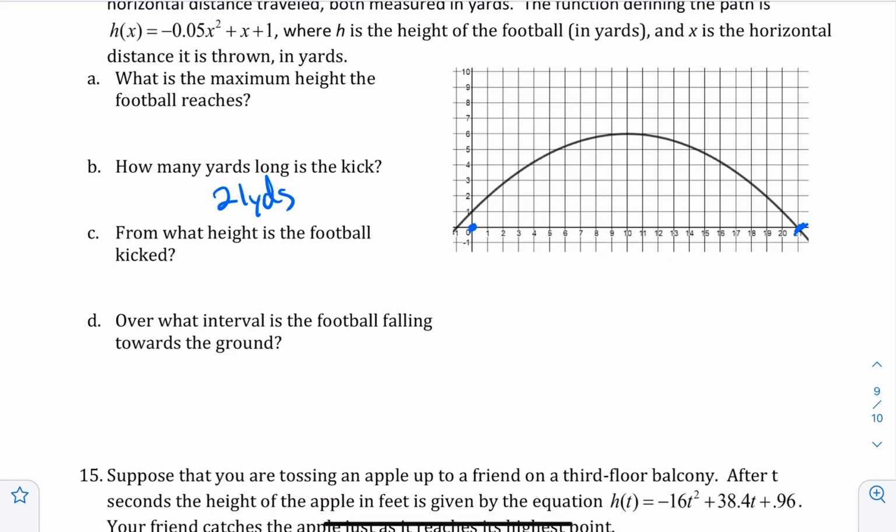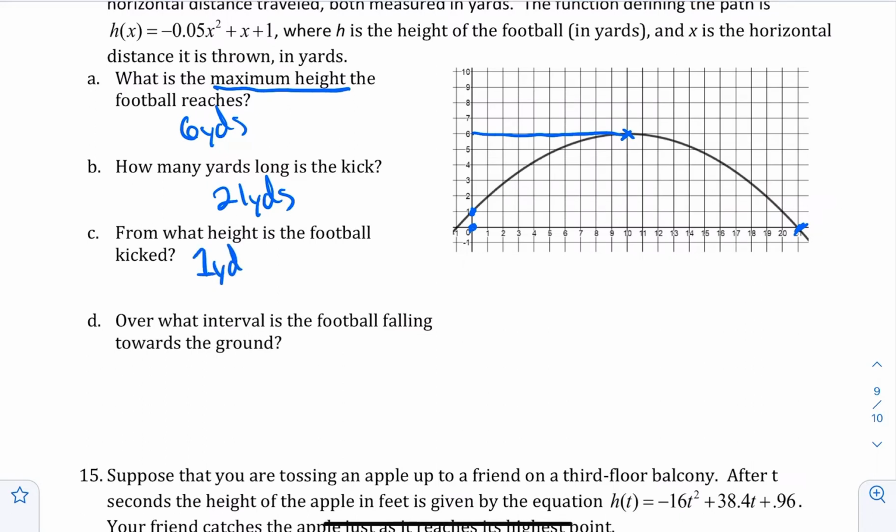Now I need to answer part A, which says, what's the maximum height that the football reaches? It looks like it reaches a maximum height of 6 yards, or 18 feet. From what height was the football kicked? That's asking for my starting value, my y-intercept. It was kicked from a height of 1 yard.